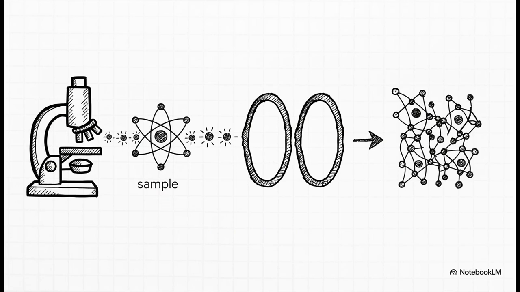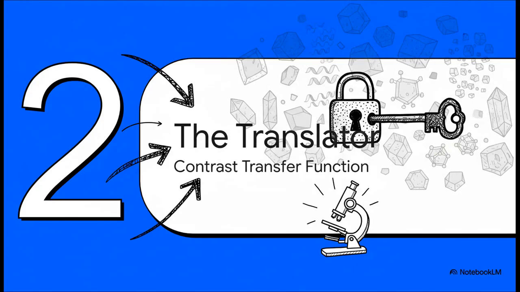This right here, this is the heart of the problem. Every single part of the process, the electron beam itself, the way it scatters when it hits the sample, even the teeny tiny imperfections in the microscope's lenses, all of it kind of conspires to warp the final image. So if the image is a scrambled message, how in the world do we unscramble it? Well, we need a key, right? A key to decode the microscope's unique language of distortion. And in this world, that key is called the contrast transfer function.